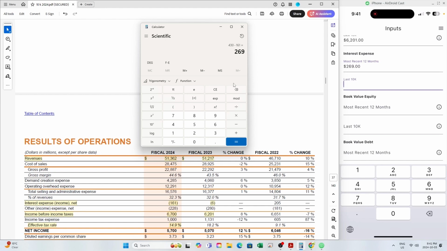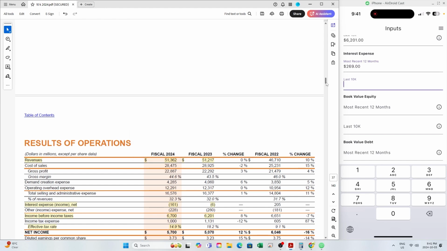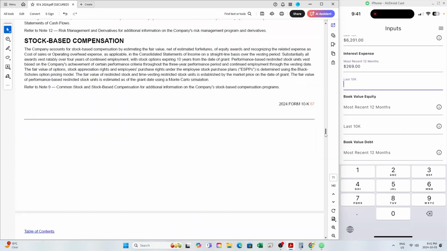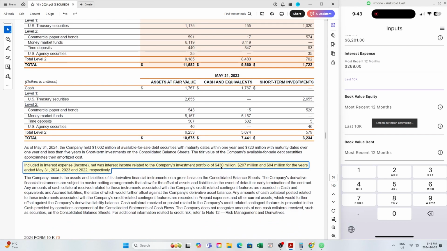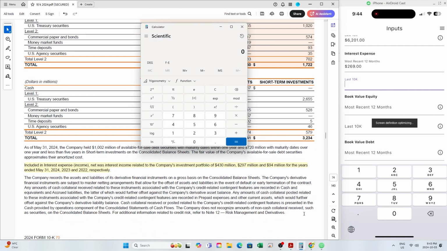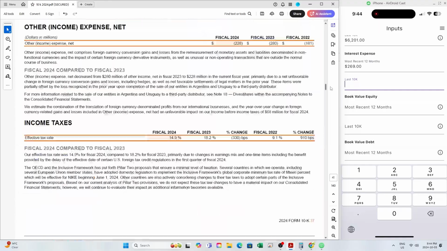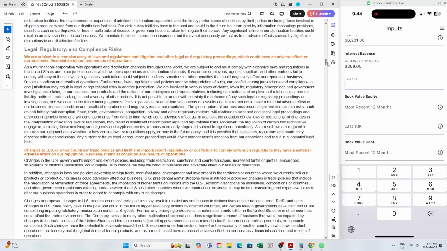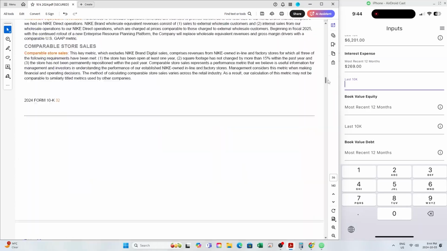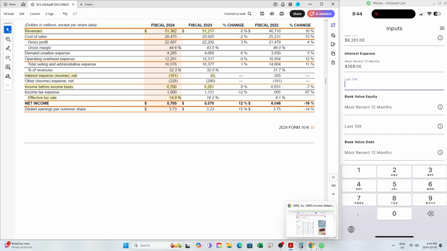The same we have to do for the last 10-K. If we again scroll down to page 74, we can see there is also 297 million mentioned for 2023, the interest income. From 297 we have to deduct the actual figure they showed in the statement, which was 6 million. So 297 minus 6 million is equal to 291 million interest expense for the last year.